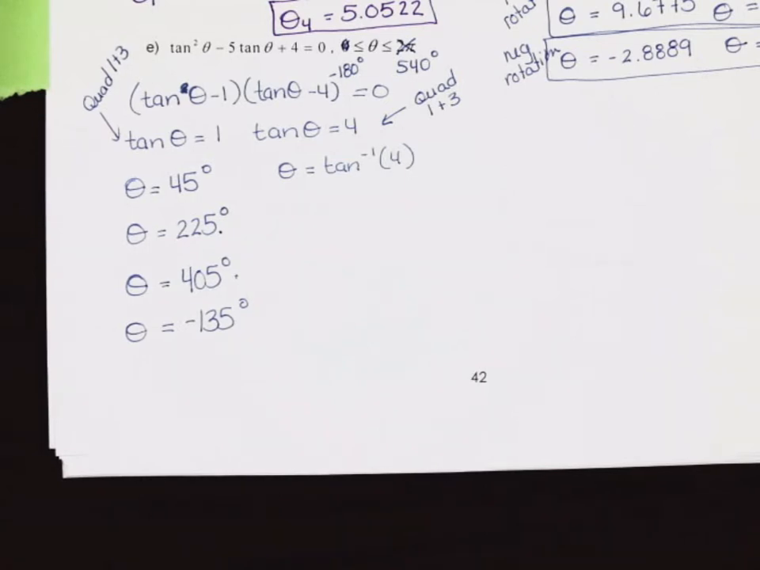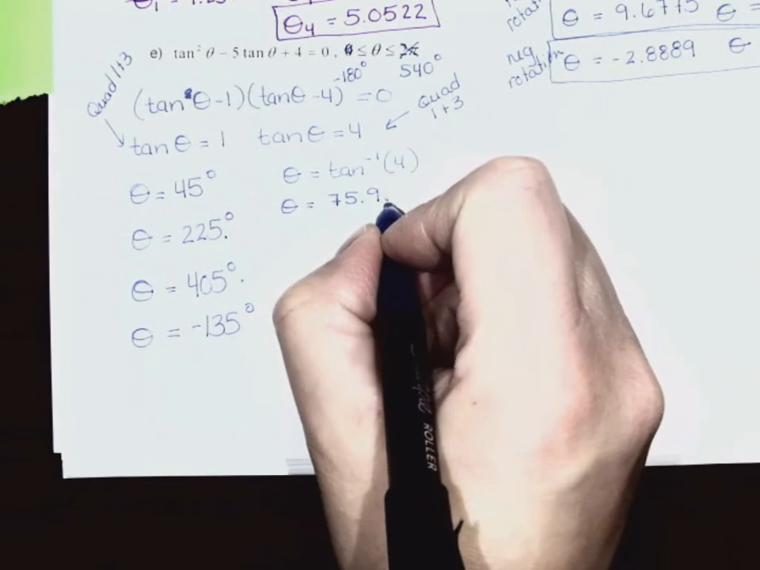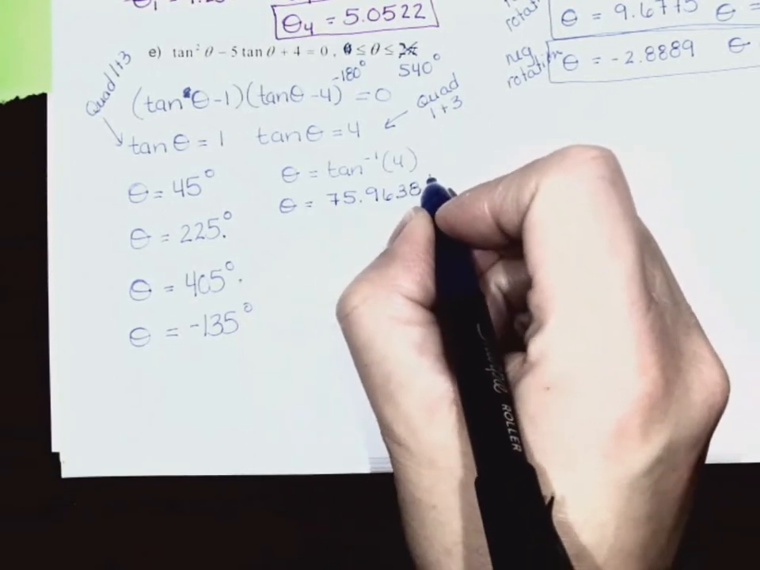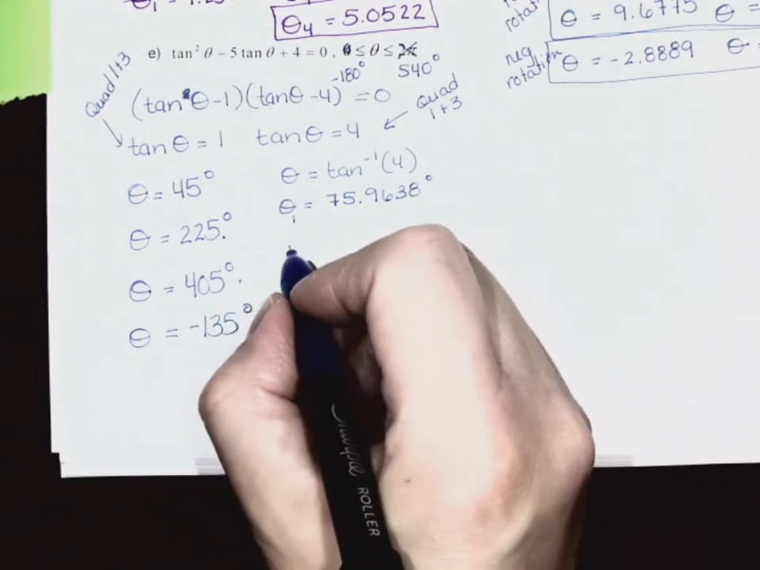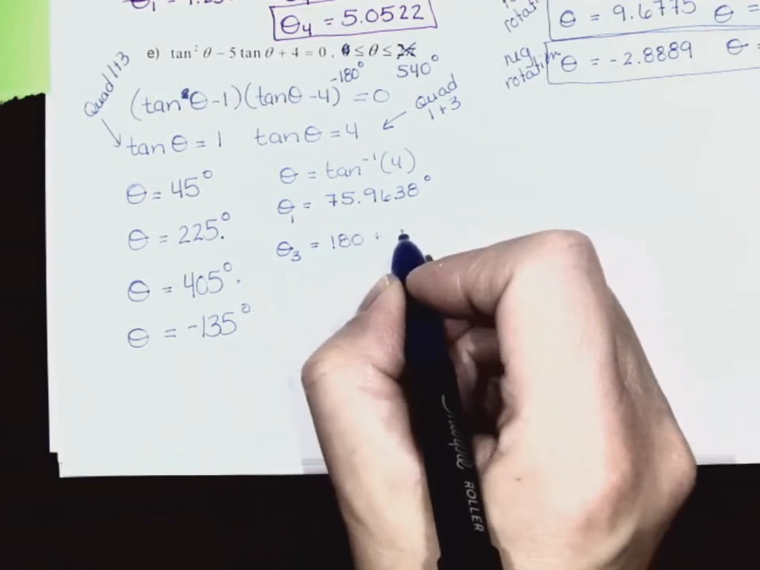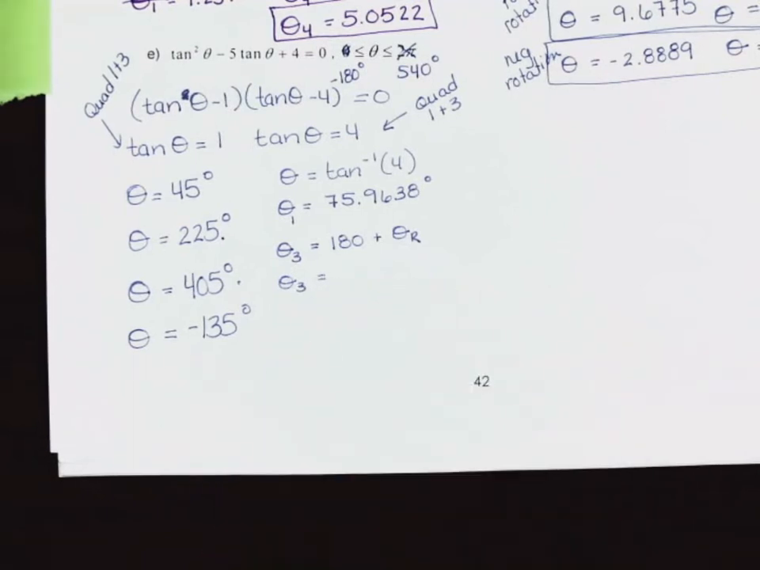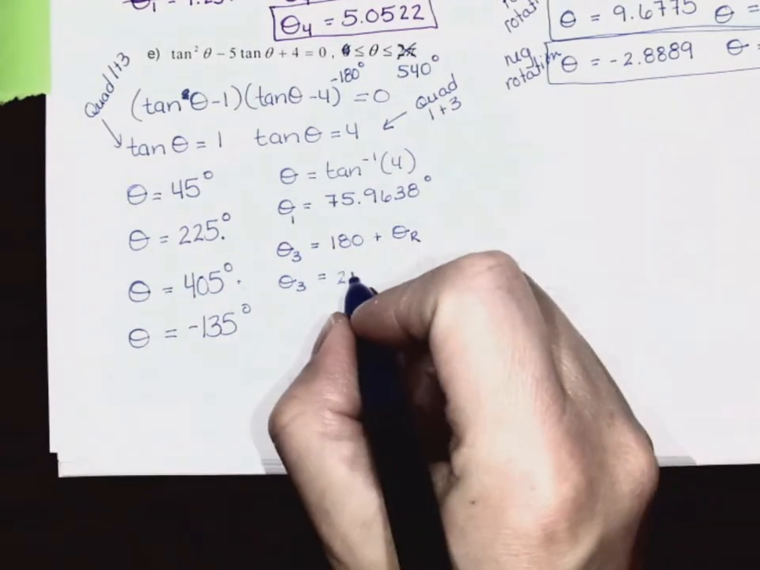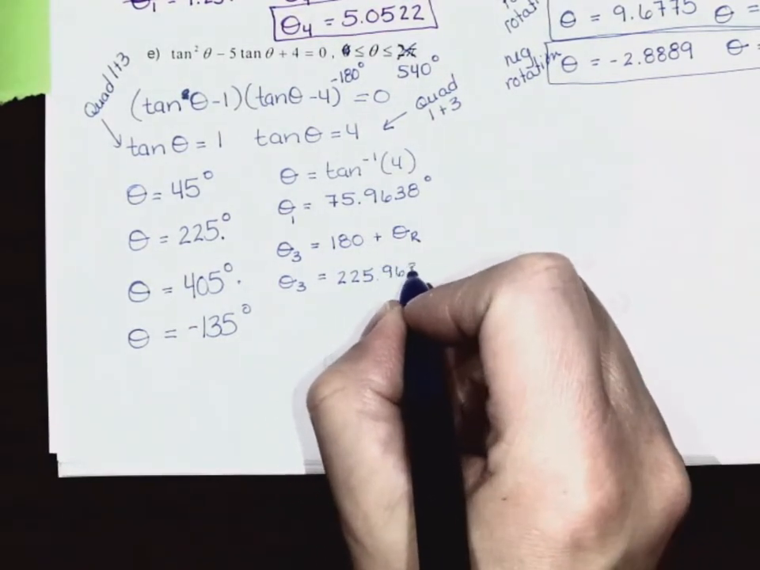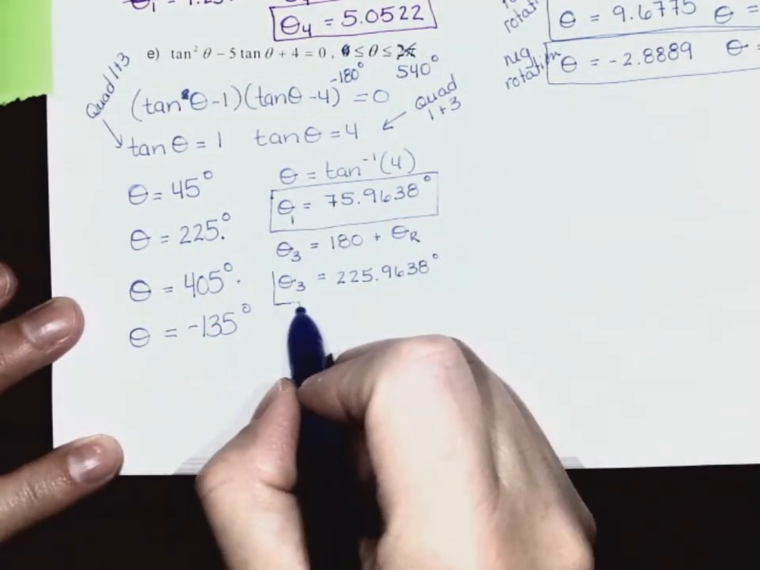Okay. Second function, tan of 4 in degrees. So theta is going to be 75.9638 degrees. So that's my answer for quadrant 1. My answer for quadrant 3 is going to be 180 plus that. So plus 180. So 255.9638. So there's one answer. There's another answer.